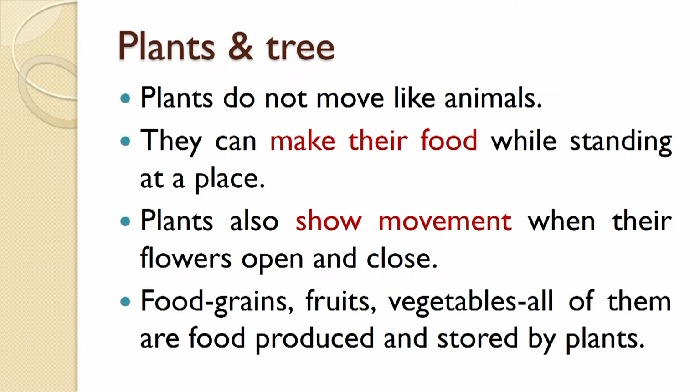Though plants do not show movement like animals, they have some minor movements, like their flowers can open or close. So here we can see that plants can behave like an animal or living being, although they cannot move. They can also absorb various types of minerals and water from the soil. The various types of food grains, fruits and vegetables are all produced by plants, and these are consumed by humans.